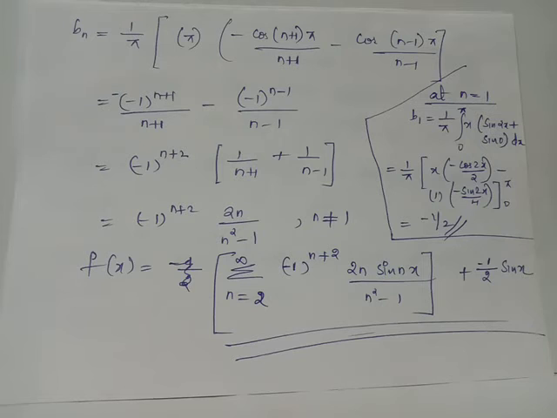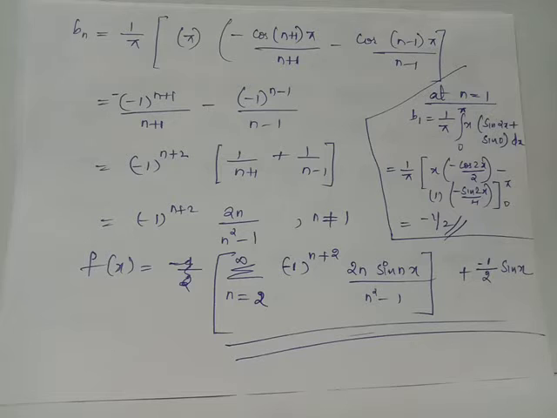We have bn equals 1 by pi multiplied by pi into minus cos of n plus 1 into pi by n plus 1 minus cos of n minus 1 into pi by n minus 1. Since cos n pi equals minus 1 the whole raised to n, we have cos of n plus 1 pi equals minus 1 the whole raised to n plus 1 and cos of n minus 1 pi equals minus 1 the whole raised to n minus 1.